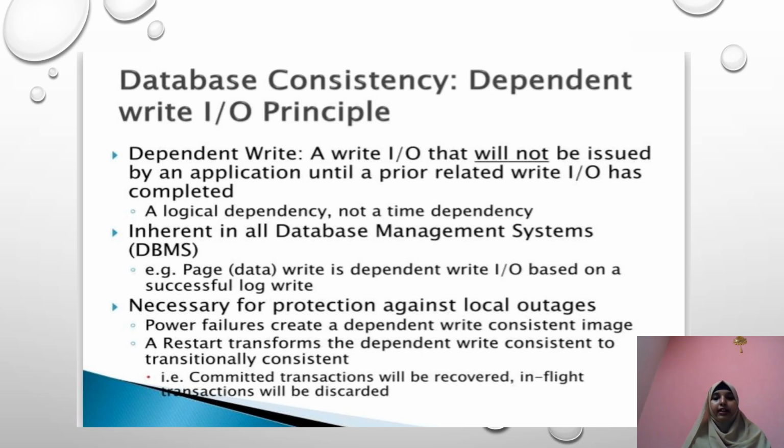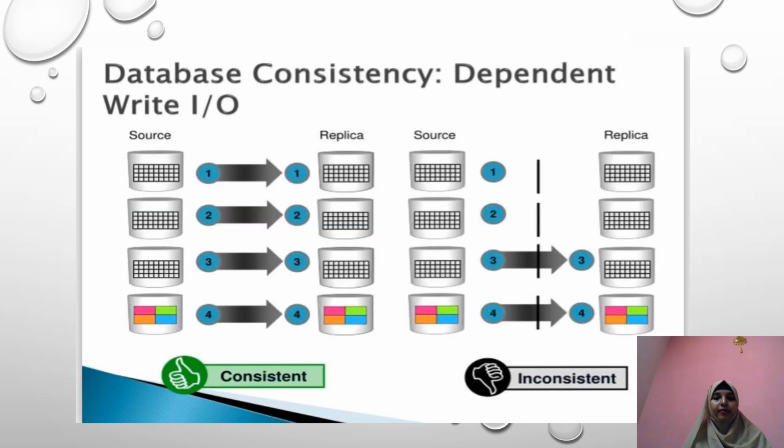It is necessary for protection against local outages such as power failure. Creating dependent write consistent images, a restart transforms the dependent write consistent data to transactionally consistent data. Committed transactions will be recovered; in-flight transactions will be discarded. So here is the operation of data write I/O. The source is created followed by a replica, and here the source is created followed by a replica. The first one is more consistent compared to the second one.